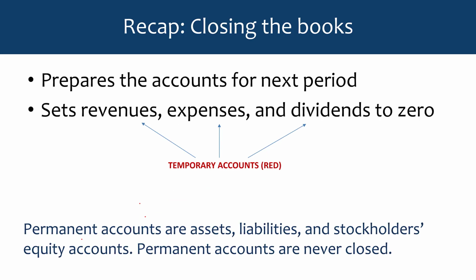Just to recap, closing entries have to be made to set all revenues, expenses, and dividend accounts to zero at the end of the period. Those are the temporary accounts. Companies also have permanent accounts, which are assets, liabilities, and stockholder equity accounts. Permanent accounts are never closed.